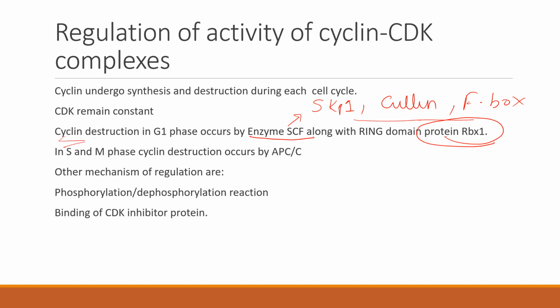Next, in M phase, the enzyme that is present is known as APC/C, and this also ubiquitinates and destroys the cyclin. Now, this APC/C does not contain the F box. Apart from that, the mechanism for ubiquitination is the same as that of SCF. Now there are other mechanisms of regulation also present, and the first among them is phosphorylation and dephosphorylation. What is this phosphorylation and dephosphorylation? This is mainly through a protein called Wee1 protein.